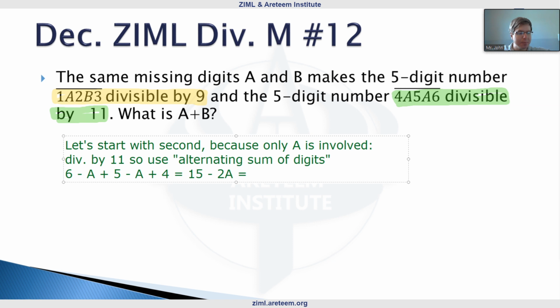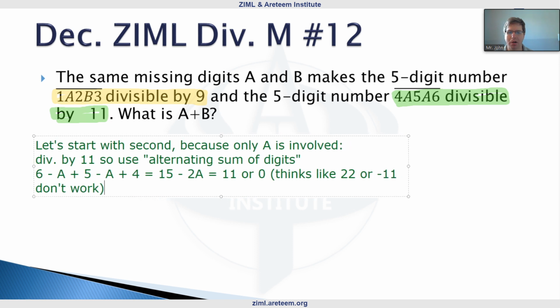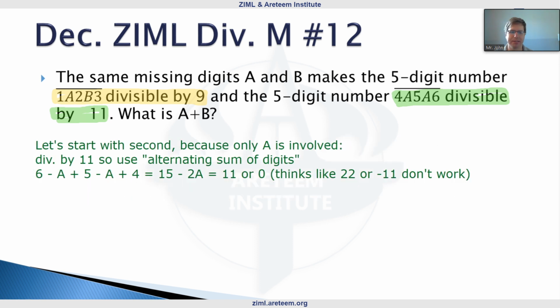Remember, this can actually be equal to infinitely many things. This could be 22 or 33 or negative 121, but a lot of those don't make sense. So what are some possibilities here? 11 or 0. Things like 22 or negative 11 don't work. We can just focus on the ones we're thinking about in this case.